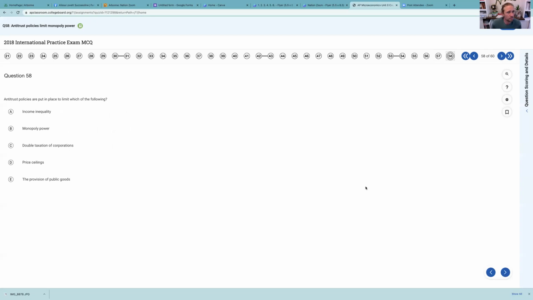58, antitrust policies are put in place to limit which of the following? Monopoly power. That's very straightforward. It's in order to reduce the power of monopolies, to prevent collusion and stuff like that.